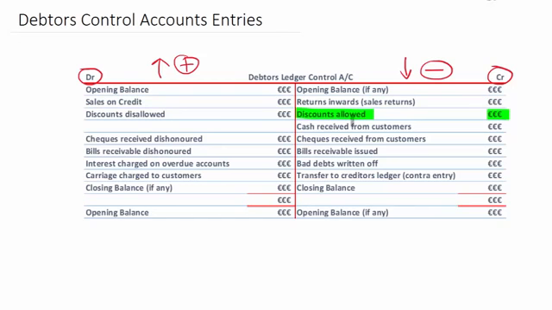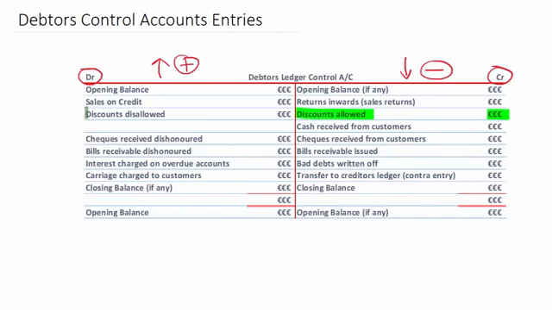Next one we're going to look at is discount allowed. We'll grant discounts or allow discounts to customers in situations to incentivize them to pay early. So we'll usually set a time period on the invoice. If they pay within that time frame, we'll usually offer them a discount. It's going to reduce the amount the debtor owes us, so it'll be on the credit side.